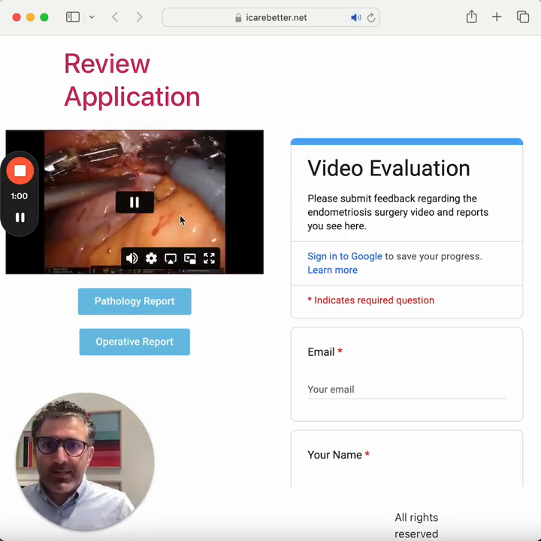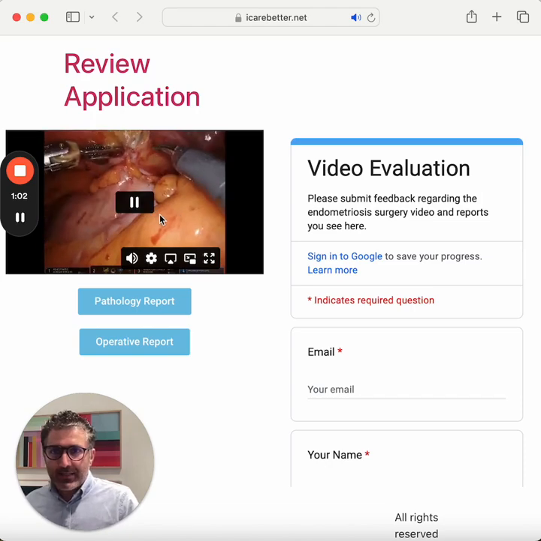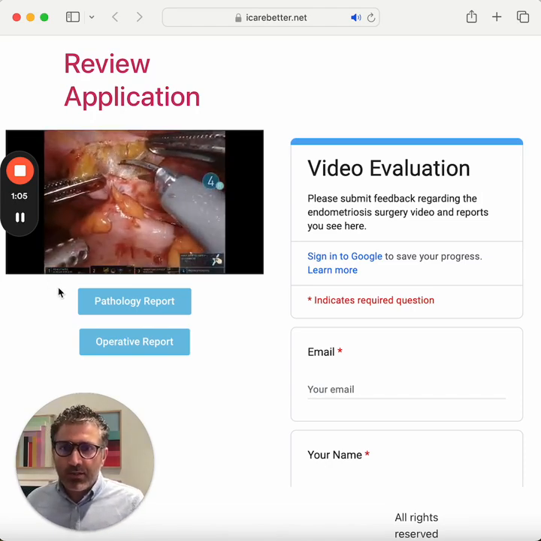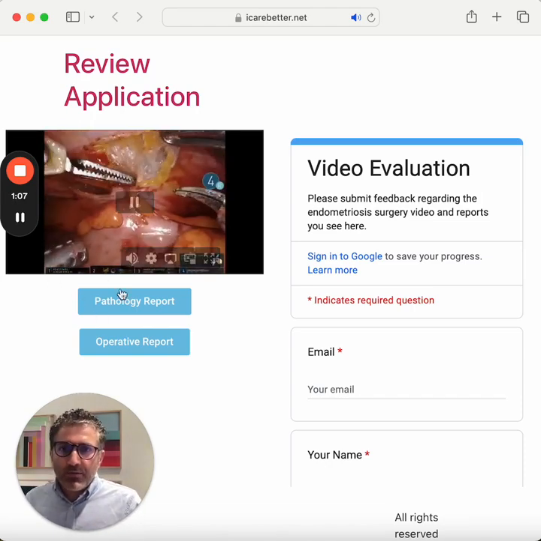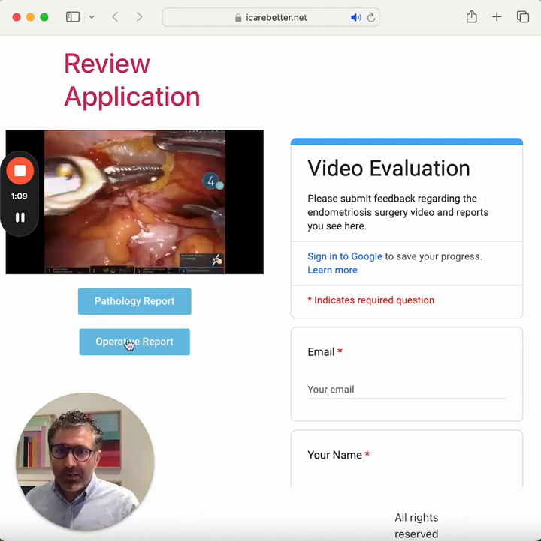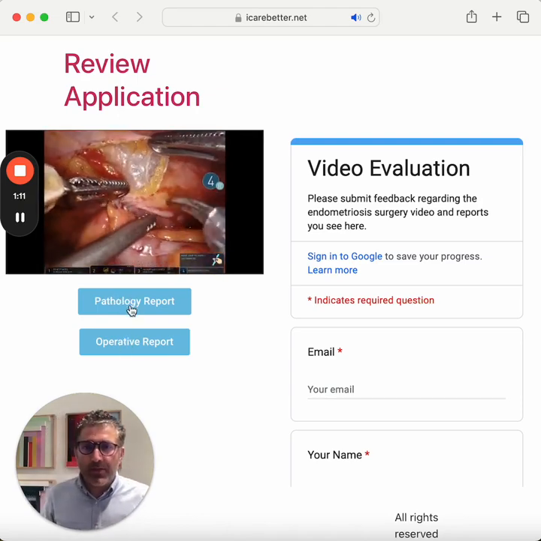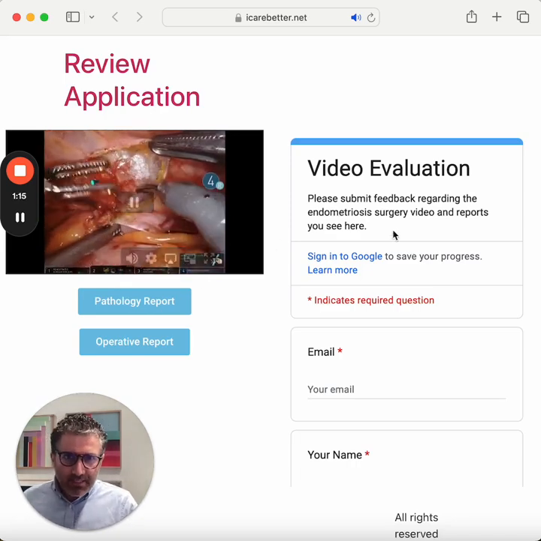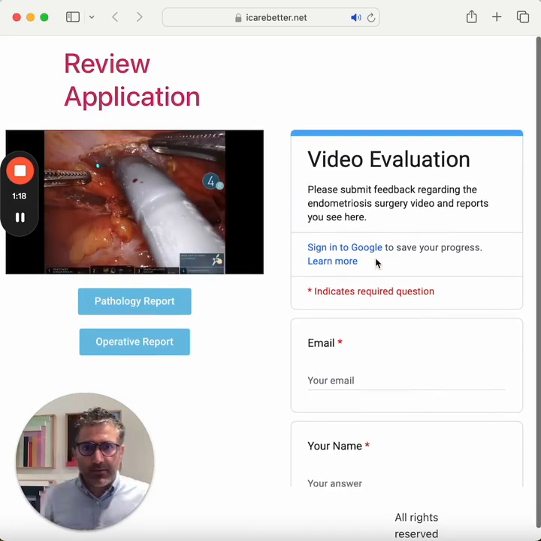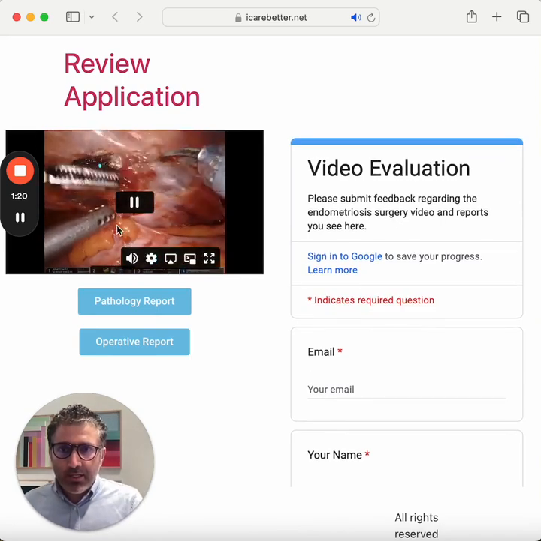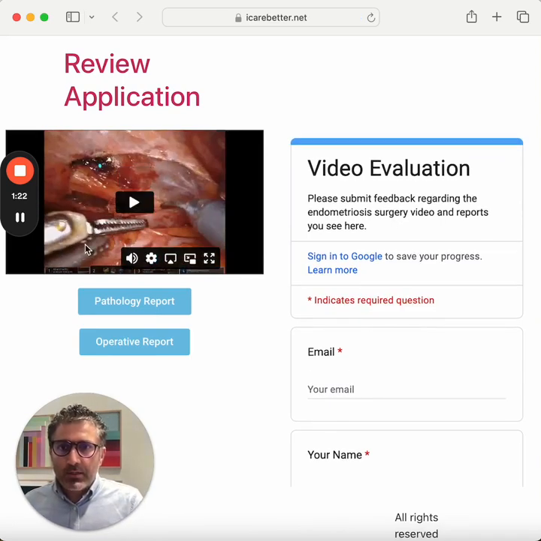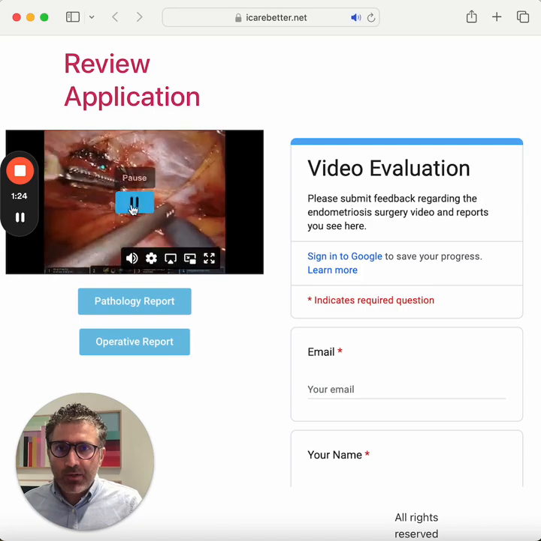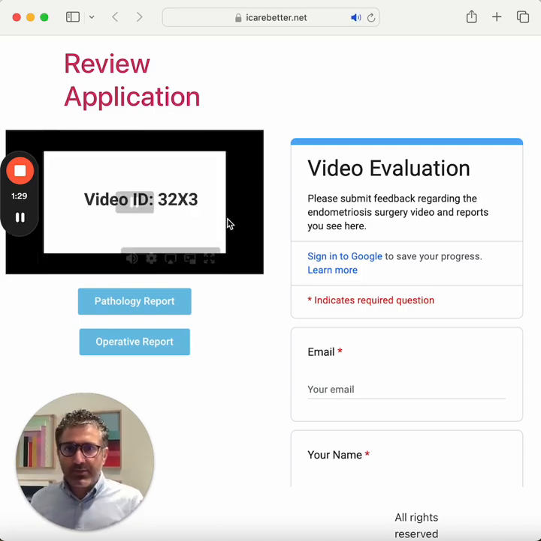So the surgeon watches the video, maybe passes some static point. Basically, they watch the video and check the pathology report and operative report. I won't click on them because of the privacy. Then on the right side, you see video evaluation. This video, if you remember, was 32x3. That's how we identify the videos.